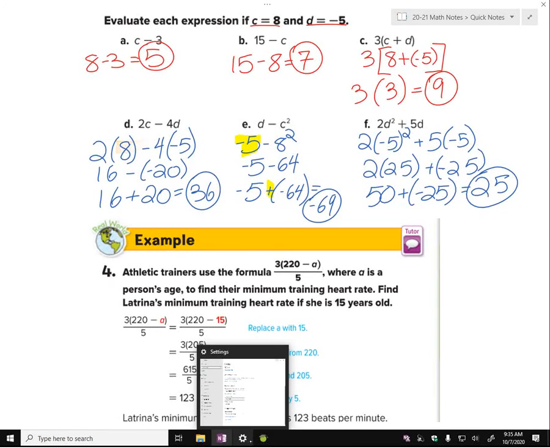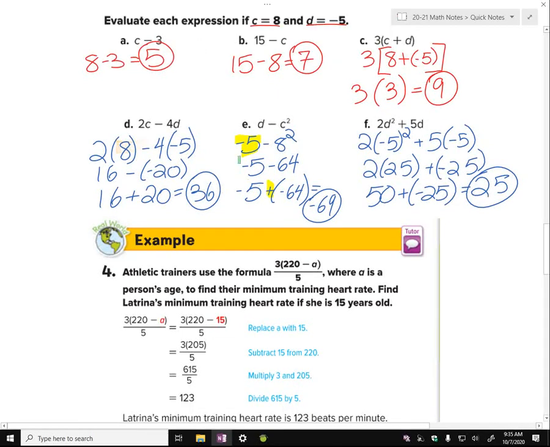But you could also look at it just by doing the one in the middle here. You could also look at it this way. If you're at negative 5 and you're subtracting on a number line, going to the left, 64, you're going to end up at a negative 69. Any questions on D?